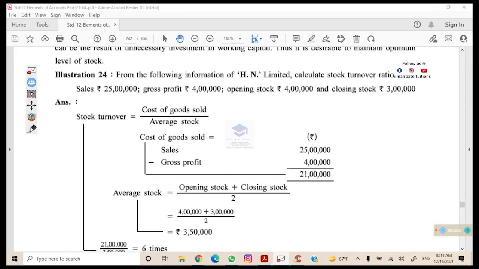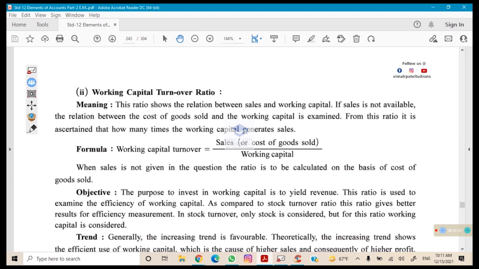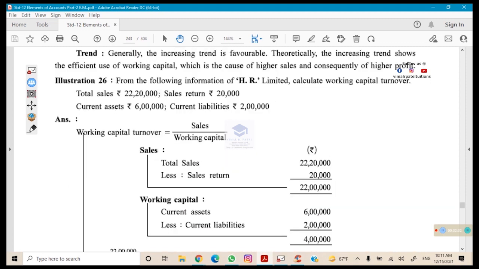Now, illustration 26. From the following information of HR Limited, calculate working capital turnover ratio. So working capital turnover means sales divided by working capital. Here sales means net sales. So total sales minus sales return, that will be net sales. 22,20,000 minus 20,000. So 22 lakh.